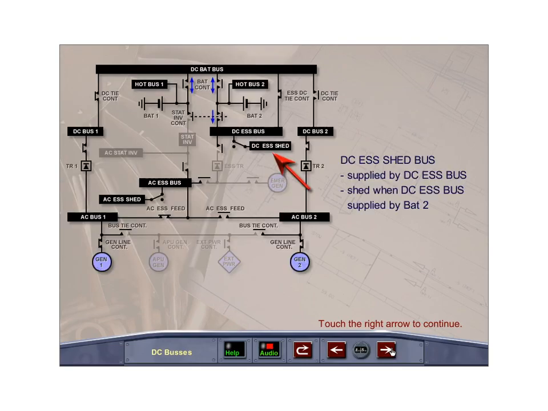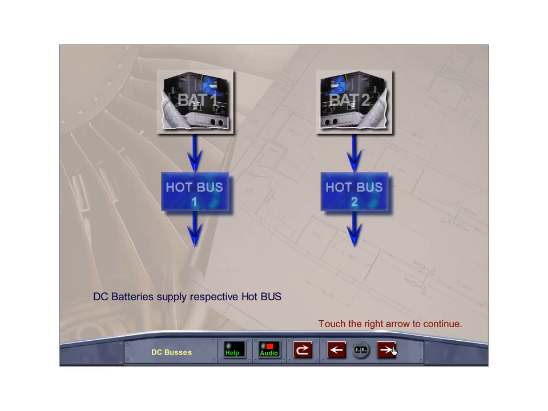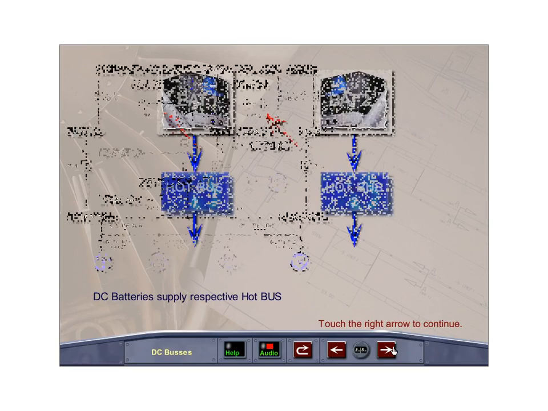Normally, the DC essential shed bus is supplied by the DC essential bus and will be automatically shed when the DC essential bus is being supplied by battery 2 only. This will be the case if the emergency generator is supplying the electrical system and the landing gear is extended. The ECAM will display shed in amber when the DC essential shed bus is off. The 2 DC batteries are permanently connected to their respective hot buses.